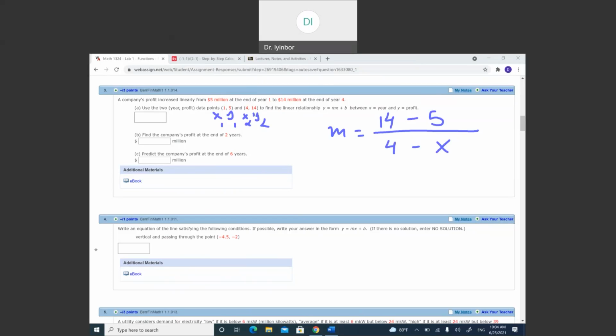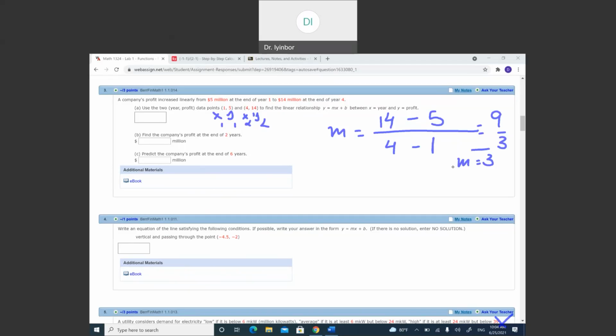X1 technically is 1. So we have 14 minus 5 over 4 minus 1, and we can simplify this. 14 minus 5 is 9 over 3. So the slope is 3.